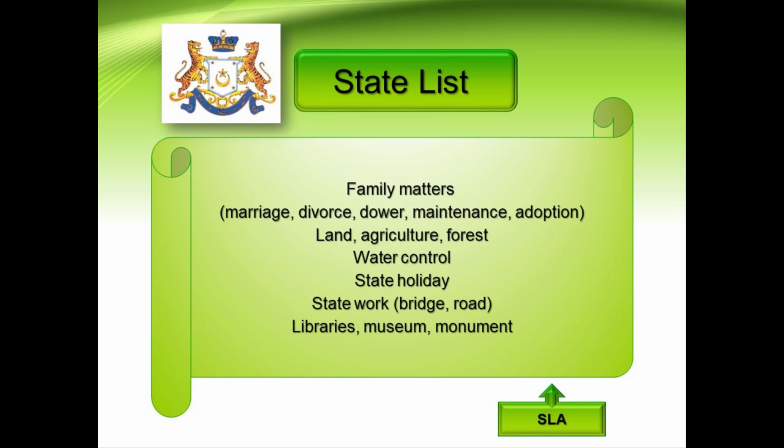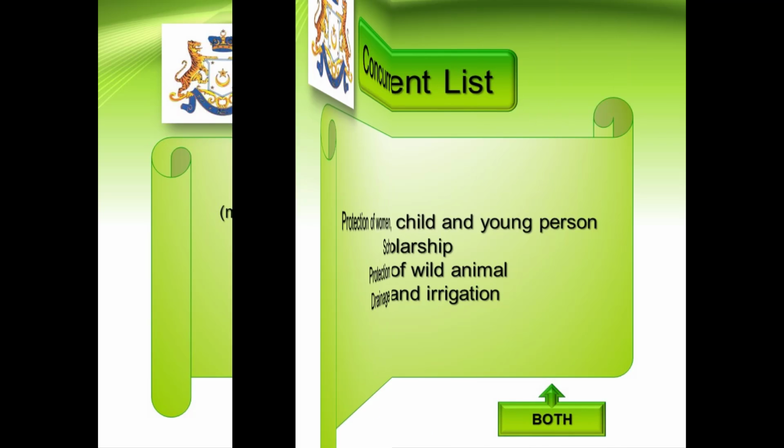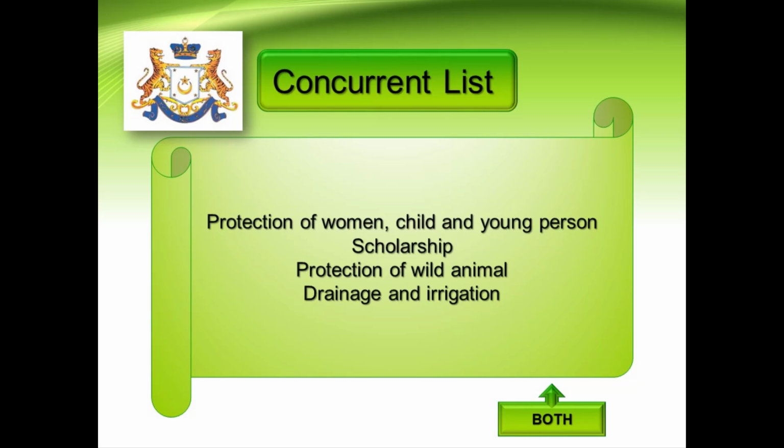As for the matters under the state list, only the state legislative assemblies have power to make laws. The Parliament has no right to interfere in these matters. With regard to the concurrent list, both the Parliament and the state legislative assemblies have power to make laws on these matters.